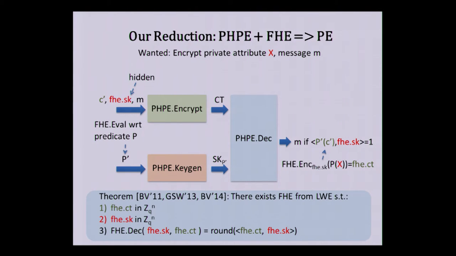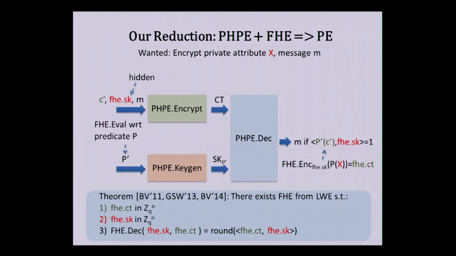Now, how does this help us? Well, what we know is that there exists a fully homomorphic encryption scheme from the learning with errors assumption satisfying the following semantics. So first, the ciphertext lives in Z_q^n. Also, the fully homomorphic secret key lives in Z_q^n. Moreover, the decryption algorithm is nothing more than an inner product of a ciphertext and a secret key followed by a rounding operation.